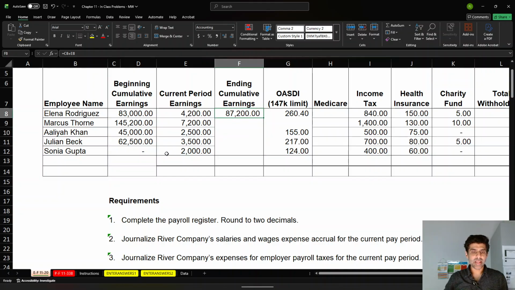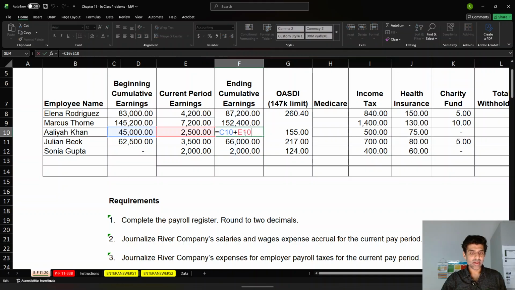You just take this first one, and then you can do this corner here. See, it kind of makes a little cross. You can just drag it down however far you want to go. And Excel is smart enough to know that as it goes down one, the formula will shift the cells by the same amount. So it'll just go down one each time.